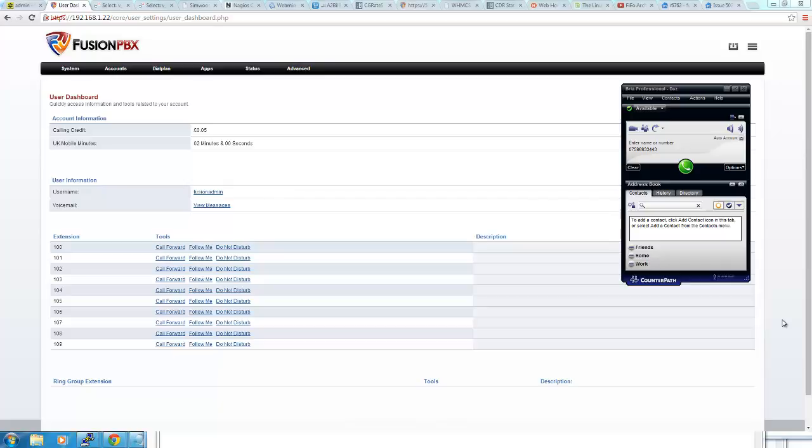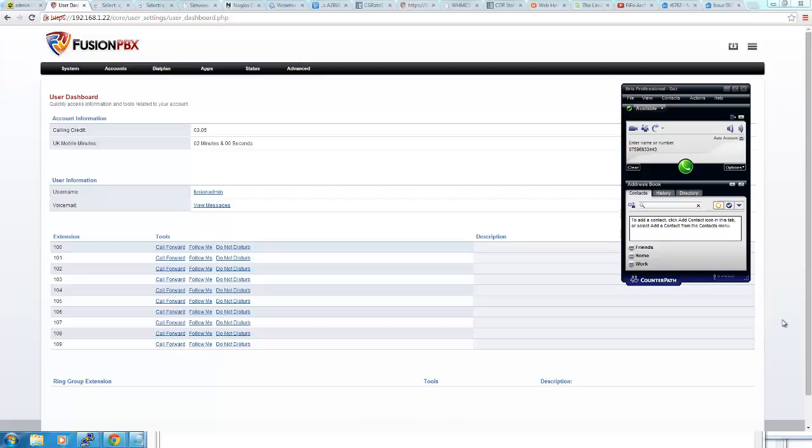The mobile number rate is 5 pence a minute. When it's using the UK mobile minutes package, they are 20 second increments with no connection fee. Calling credit is 5 pence a minute, and there's a 1 pence connection charge. Now, it won't take the connection charge because we started it within the minutes package.